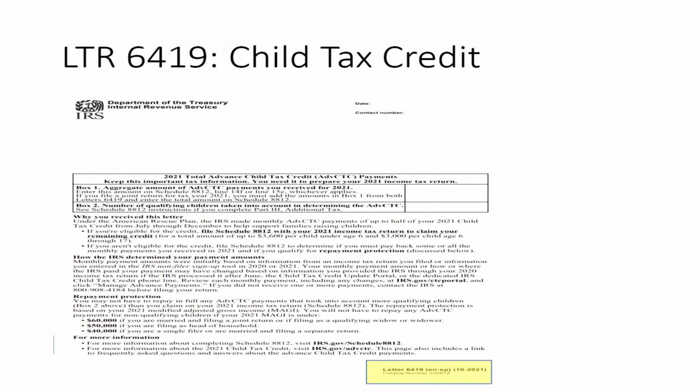If you received the advance child tax credit, you received a Letter 6419, and that just helps you reconcile how much credit you received and how much credit you're entitled to, and if there's any difference, that would be reported as a tax credit on your individual income tax return if you're eligible for it. So it's very important that if you received the advance child tax credit before you actually filed your taxes, you give your accountant this form or you use this form to fill out Form 8812 on your taxes.